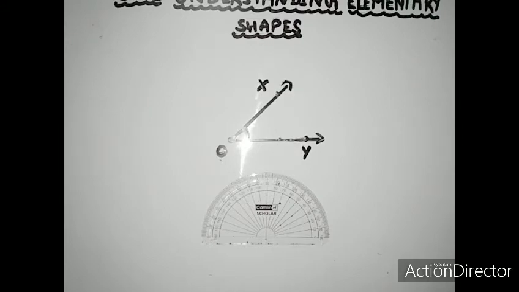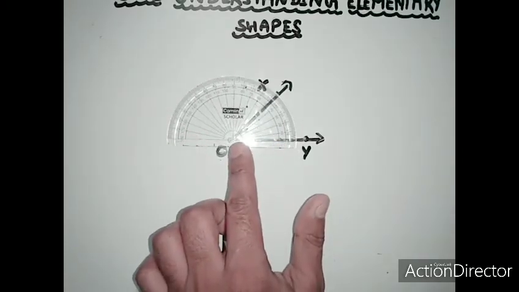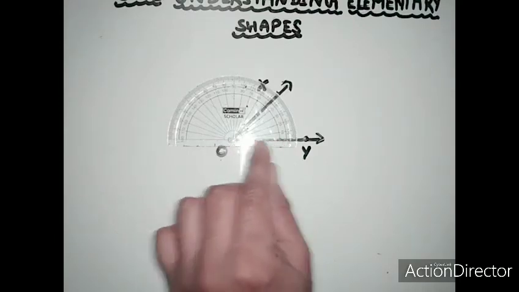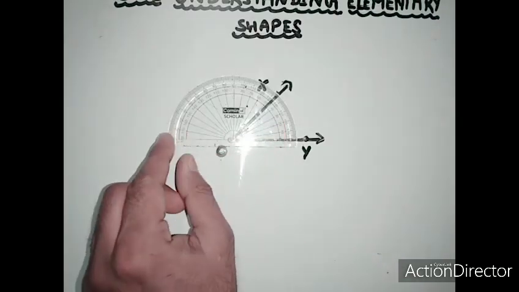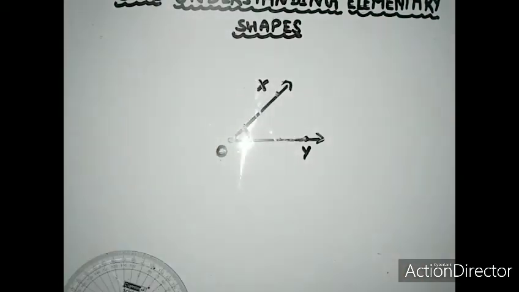So what is the measure of this angle? We just assume, right? According to me, it's approximately 40 to 45 degrees, like 45, 46. Okay, now we use this protractor and measure this angle. Put the midpoint of this protractor on the point O, along with this OY ray. So here it is approximately 47 degrees. It's a 47-degree angle.